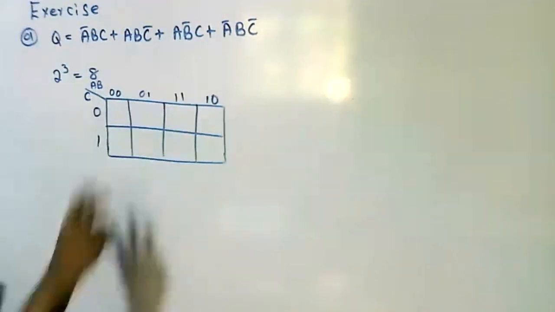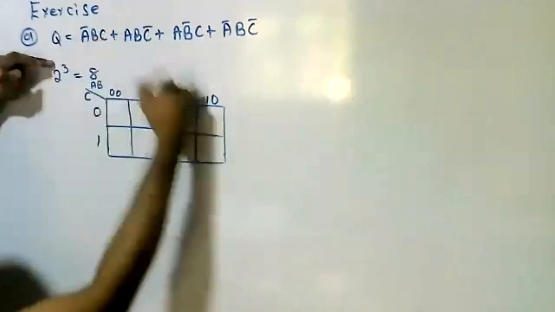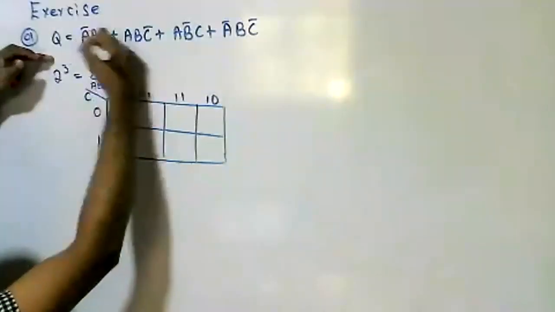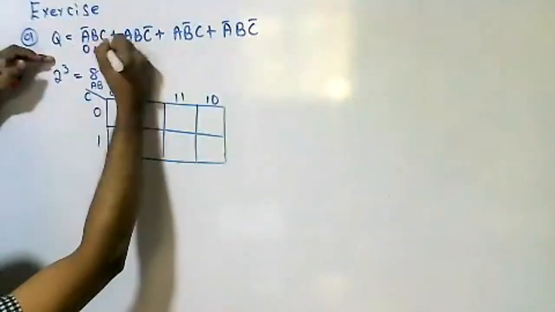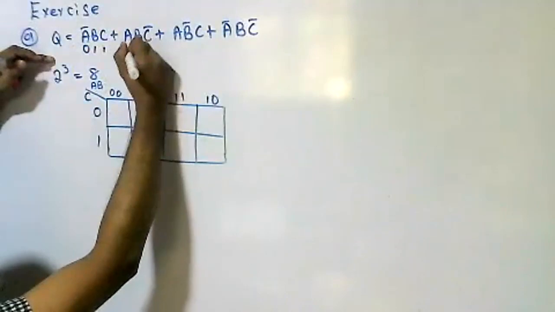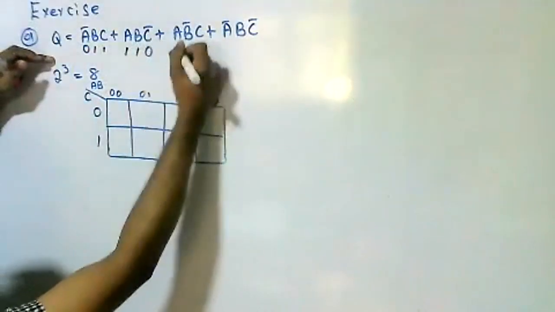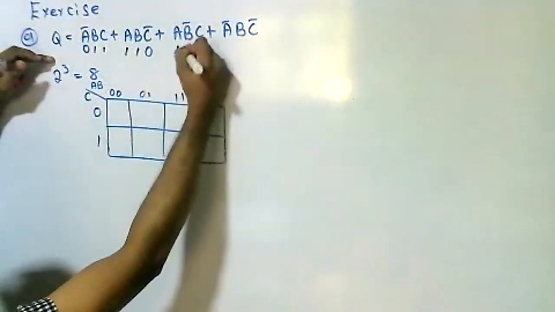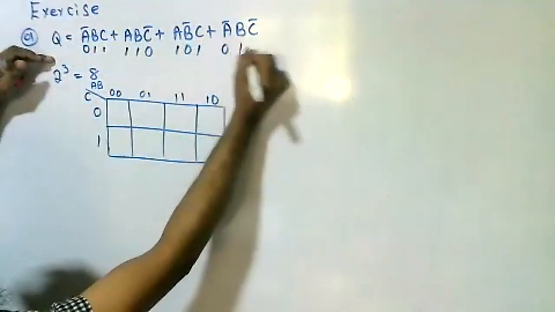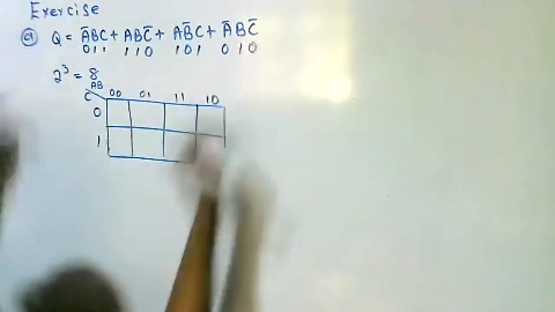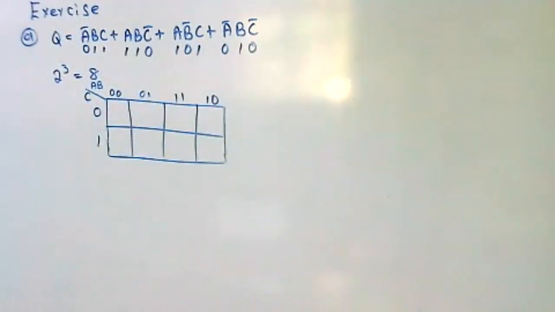Right. Now I'm going to mark the ones. It's easier to mark the ones. We put zeros and ones here. So A bar it's 0, B 1, C 1. A1, B1, C bar it's 0. A1, B bar 0, C it's 1. A bar 0, B1, C bar it's 0. Now we can easily mark the ones here.